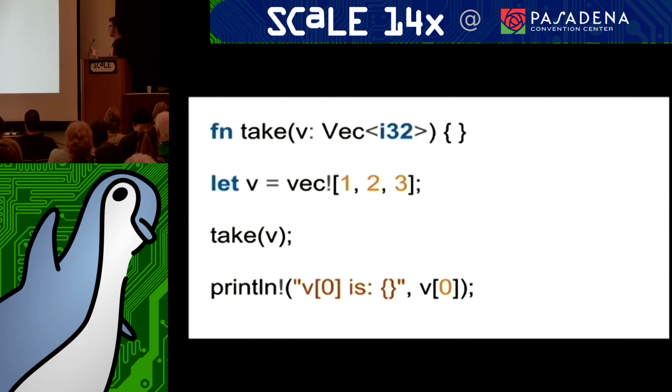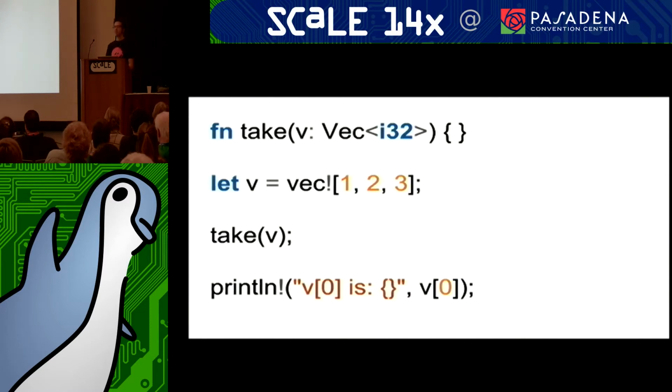So I'm going to start walking you through Rust syntax with the examples. If any of the syntax doesn't make sense, let me know. But in this example, we're defining a function take that has a single variable v of type vector of signed 32-bit integers. And then below that function, we're going to actually define a variable v that is a vector of 1, 2, and 3. And we'll pass that variable v into our take function, and then we're going to print out below that the first element of v.